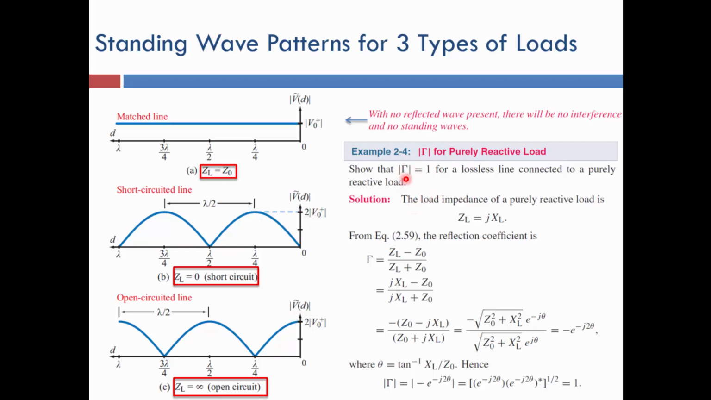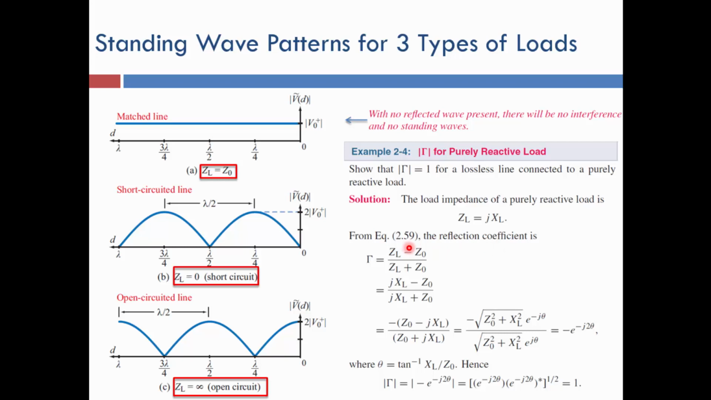We need to prove the magnitude of the reflection coefficient is equal to 1 for a lossless transmission line connected or terminated by a purely reactive load. That means we have a lossless transmission line terminated by a purely reactive load, for example a capacitor or inductor, and we need to prove the reflection coefficient will be 1. That means all the power, or the energy, all the voltage will be reflected.